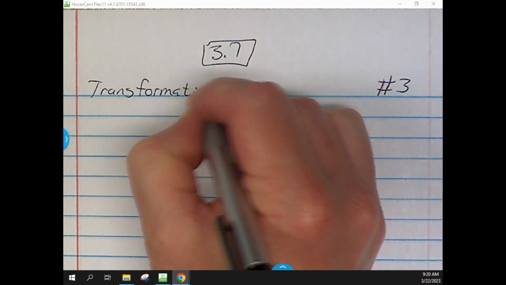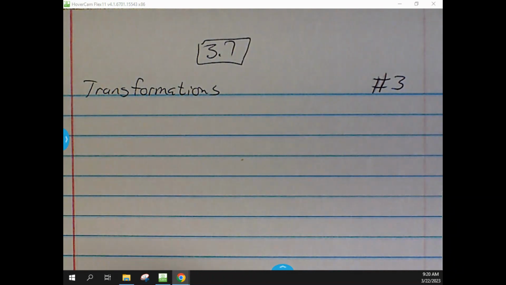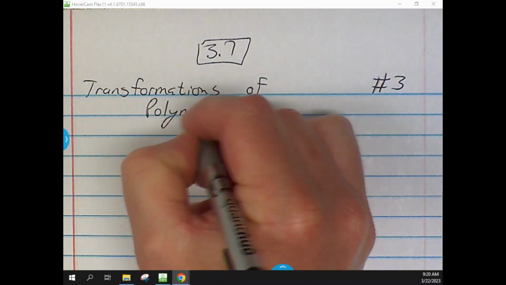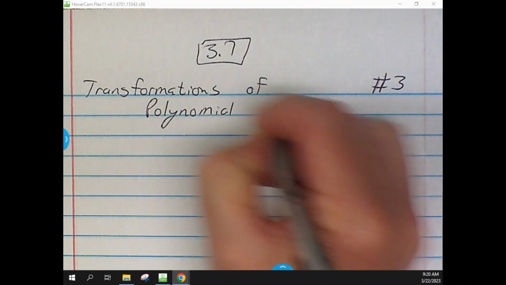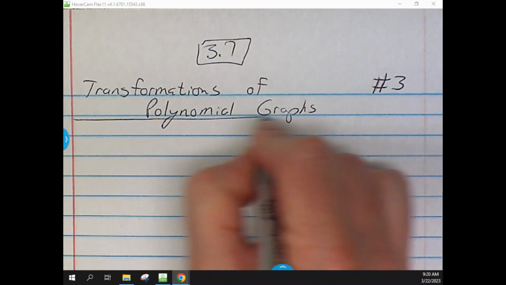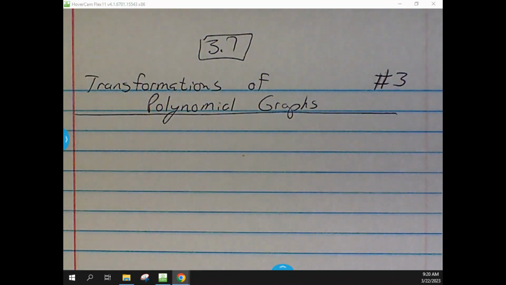And for this one, we're on section 3.7, which again is not a big deal. The big thing is that we're doing transformations of polynomial graphs. Okay, so two things on this one. We're going to review a little bit over some different things.